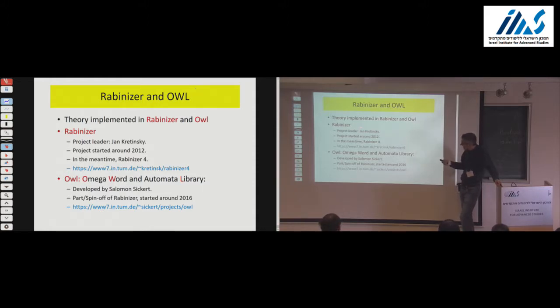And Jan Křetínský initiated the project around 2012, and in the meantime, the actual version is Rabinizer 4, and you can find it there. And Rabinizer is now using the Owl (Omega Words and Automata) library, which is a sort of part of Rabinizer and at the same time a spin-off of Rabinizer, and this is what Salomon has developed, started around last year. And again, you have a web page here, and now Salomon can give you a short demo.